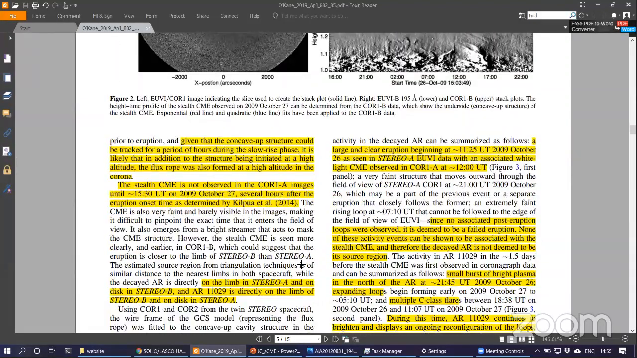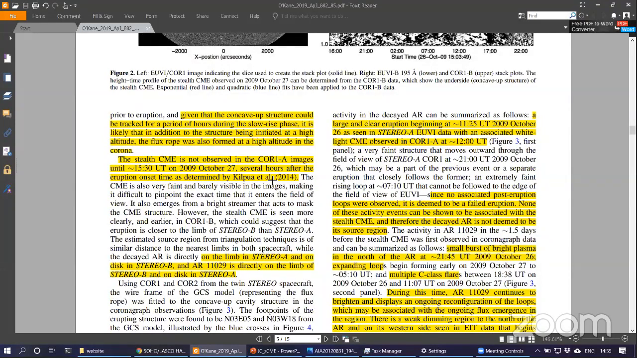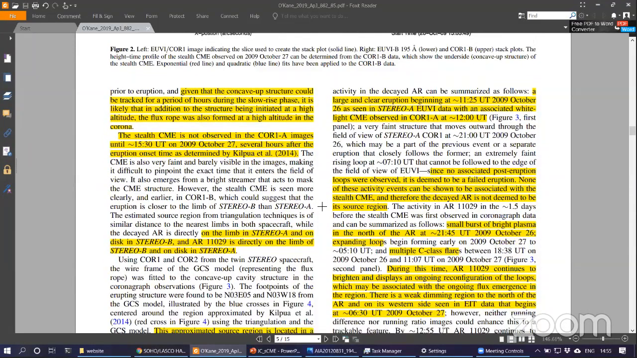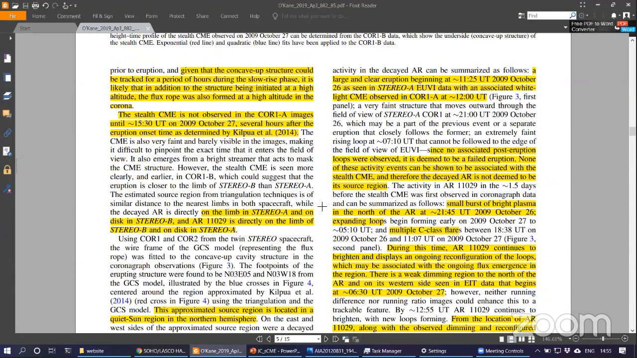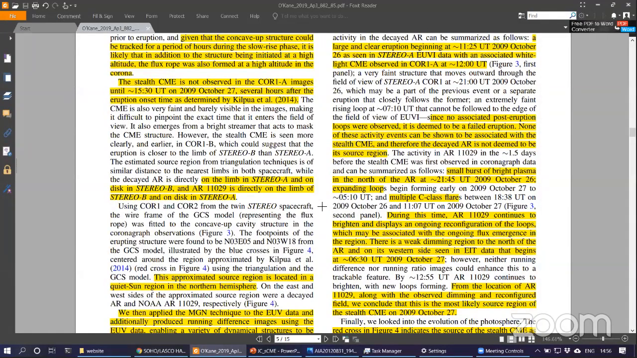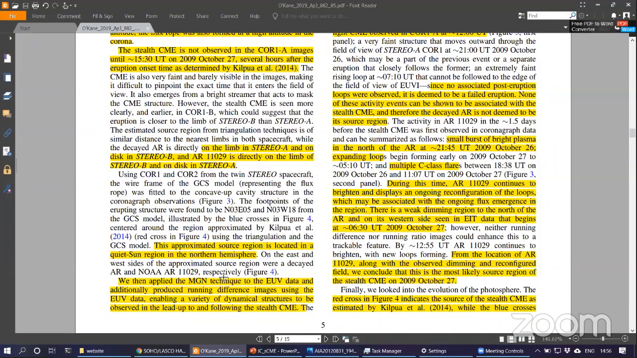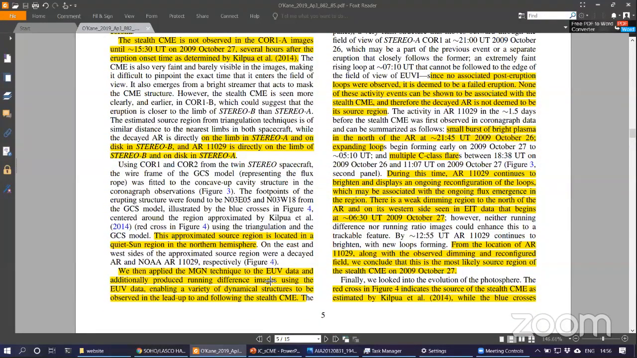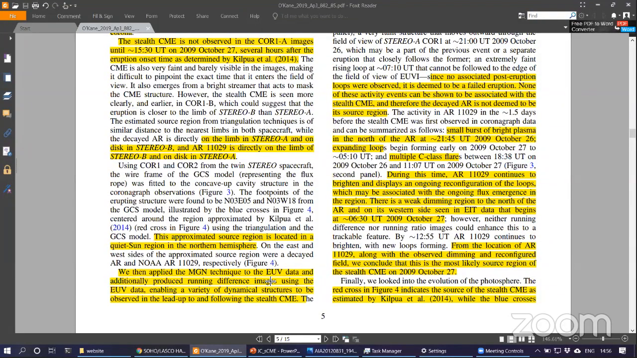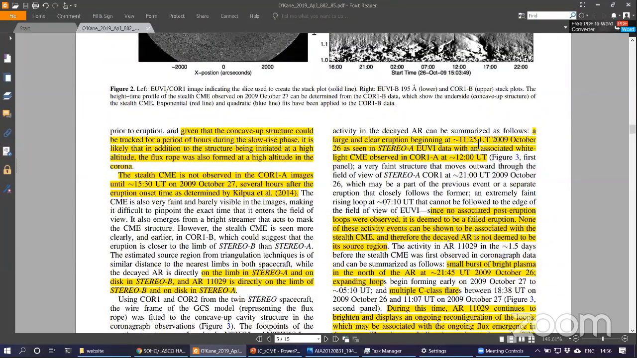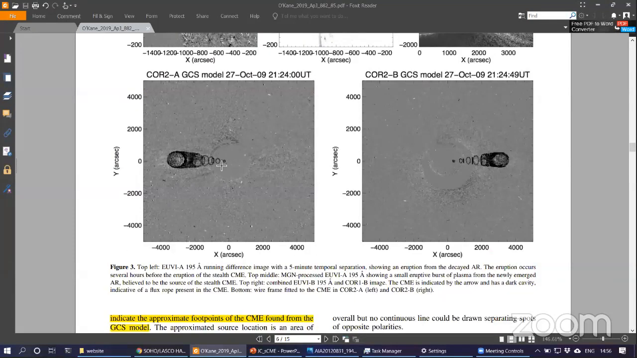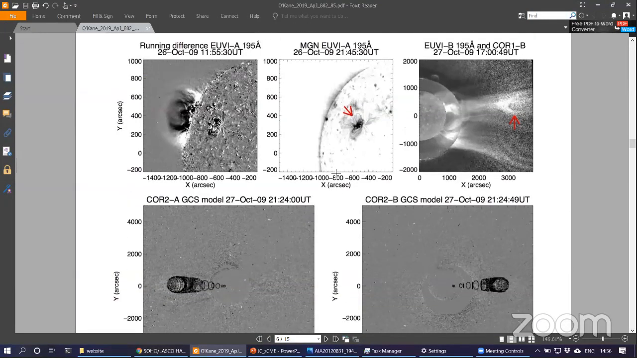One more thing: in Core 1, Core 1A and Core 1B, this particular eruption was identified at different times, implying that it was near the limb of one particular instrument as compared to the other. So using the MGN technique in the UV images, they try to correlate the brightening they have identified here, and the fitting they have done here, and locate the source region.